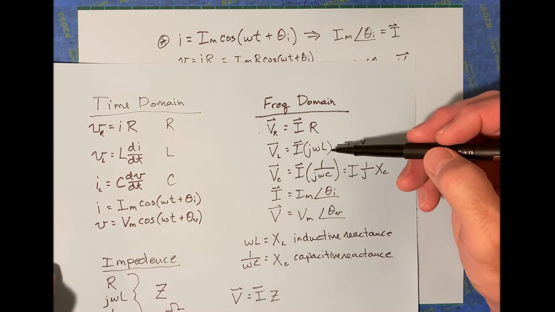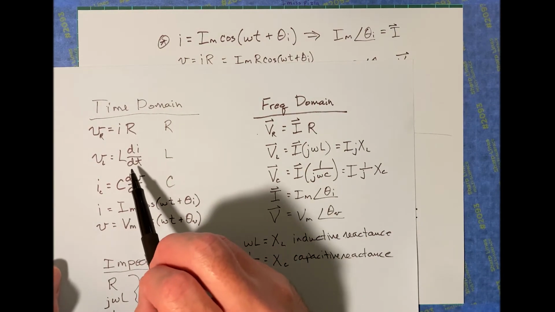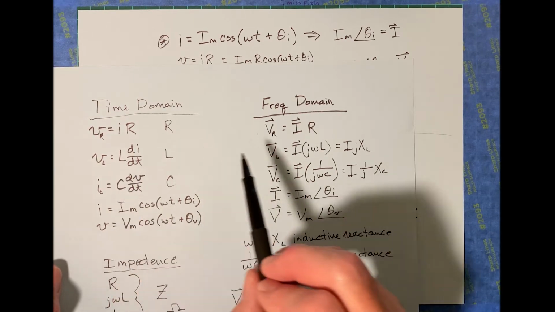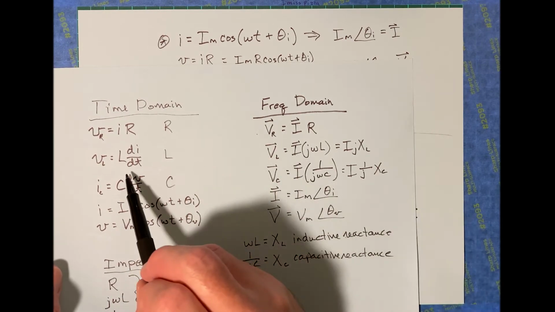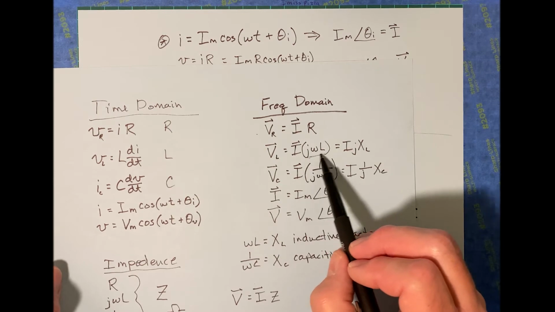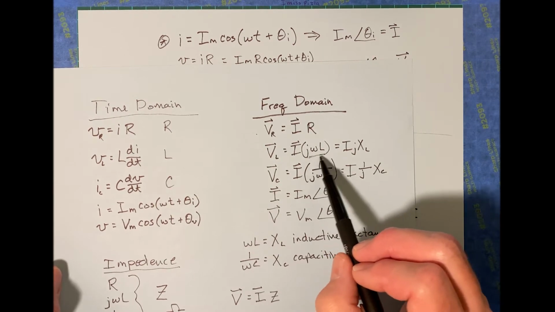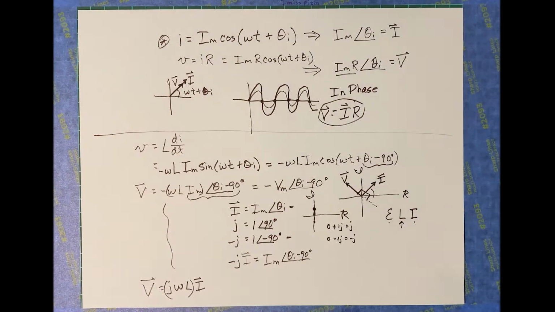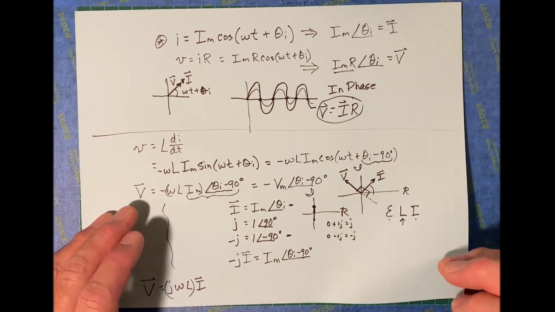So when we transform from the time domain, if we have an inductor and we want to transform it from the time domain into the frequency domain, the transformation is really straightforward. This is it right here. That's the impedance. And that's a pretty straightforward thing to do. We'll do some examples there, maybe in a minute or two here.